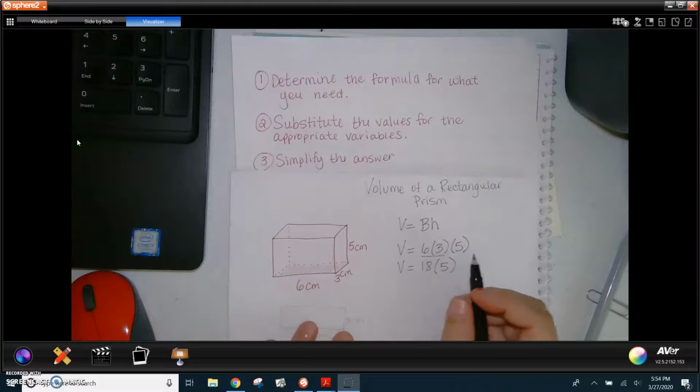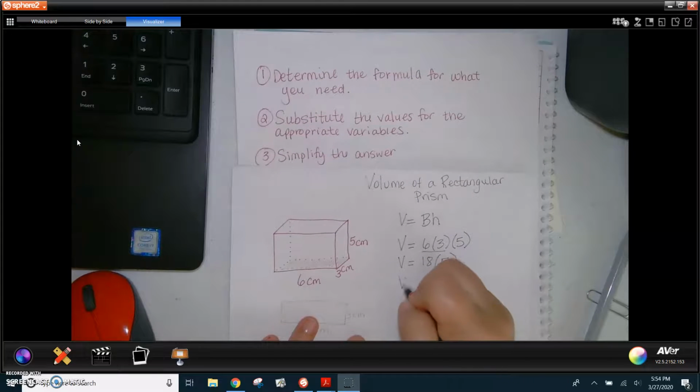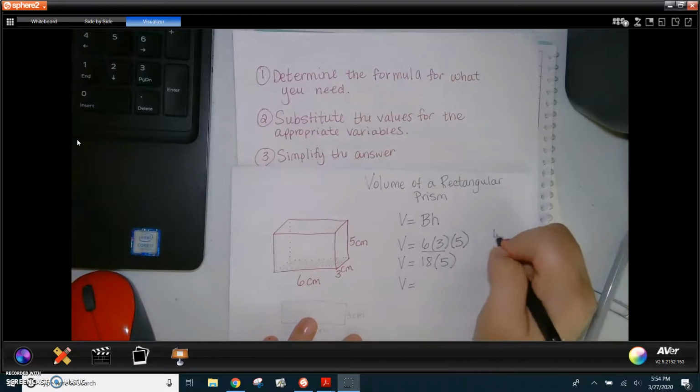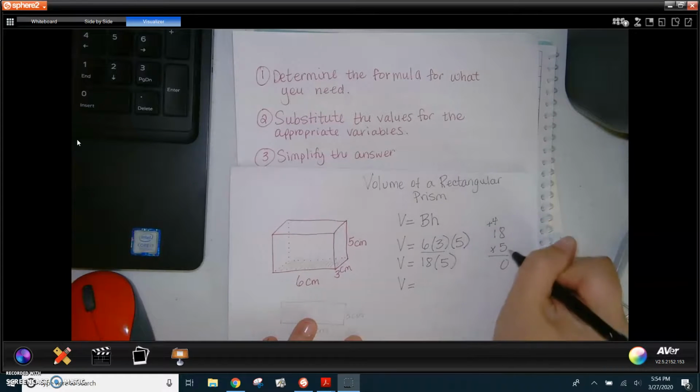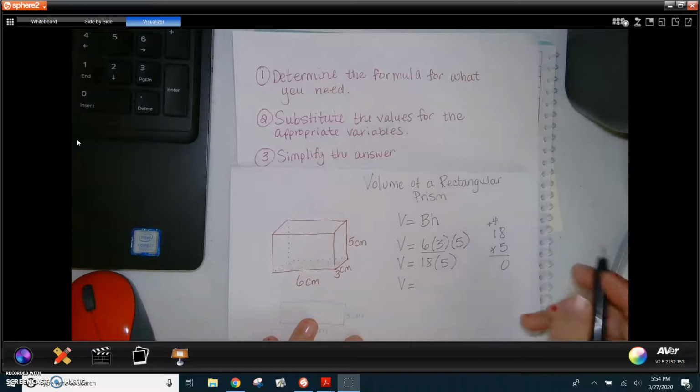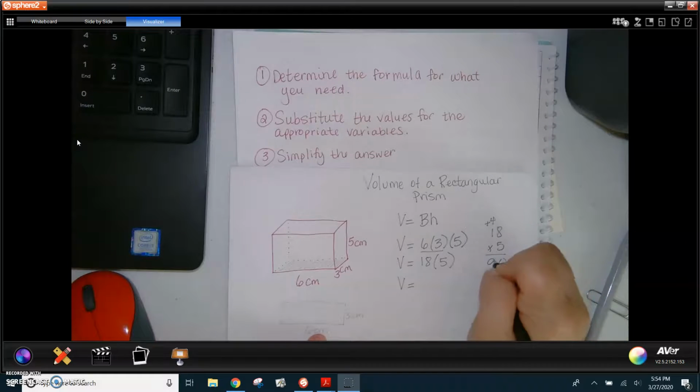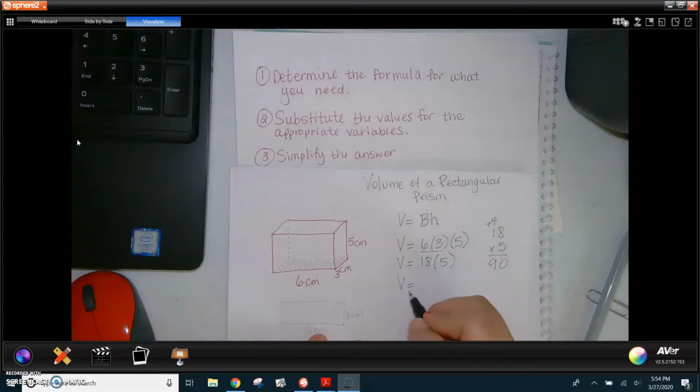Okay, I can simplify more. I have volume equals, and I'll do it on the side, 18 times 5. 8 times 5 is 40. 5 times 1 is 5, plus 4 is 9. So the volume of this rectangular prism is 90.